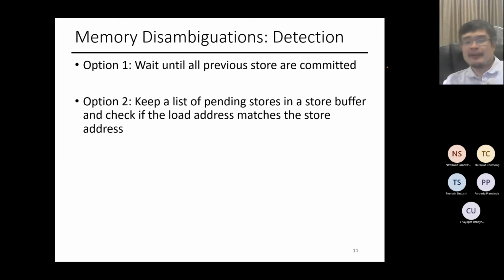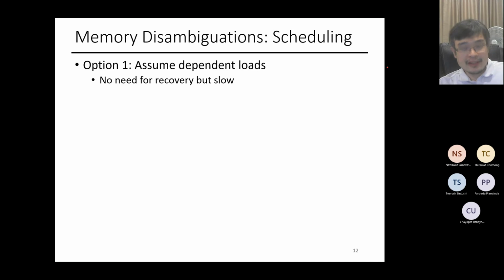The second option is I'm going to keep the list of pending stores, the stores that are still waiting in the store buffer, so that if you have an address match to the store address, then I will handle that, right? So that's the two options. And then the second question you have to answer is the scheduling. Scheduling is when you issue the load, right? When you want to issue the load.